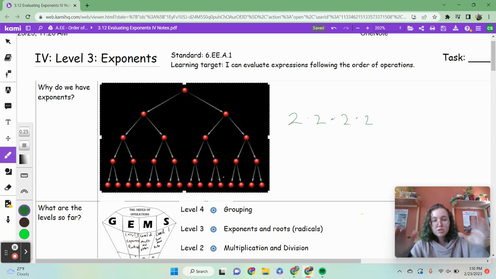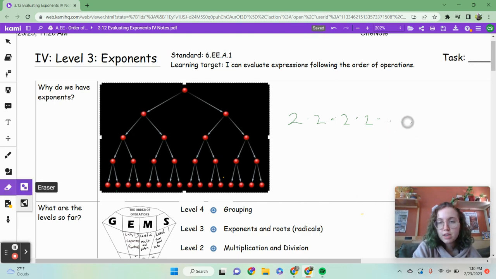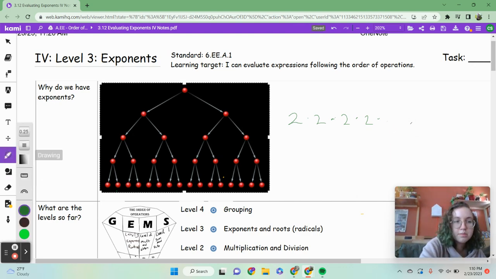So if I had to keep describing this, if this pattern continued on this way, it would be a real pain to keep saying 2 times 2 times 2 times 2 times 2. So what mathematicians decided would be easiest was creating this shorthand. So here we have 2 times 2 times 2 times 2, which gives us 2 to the 4th.